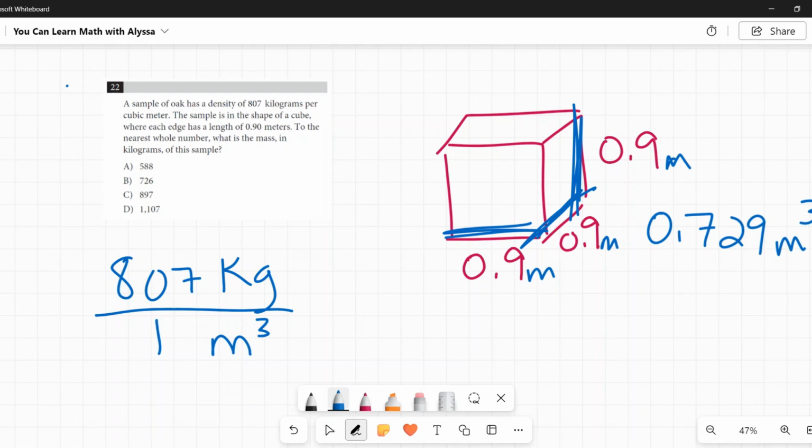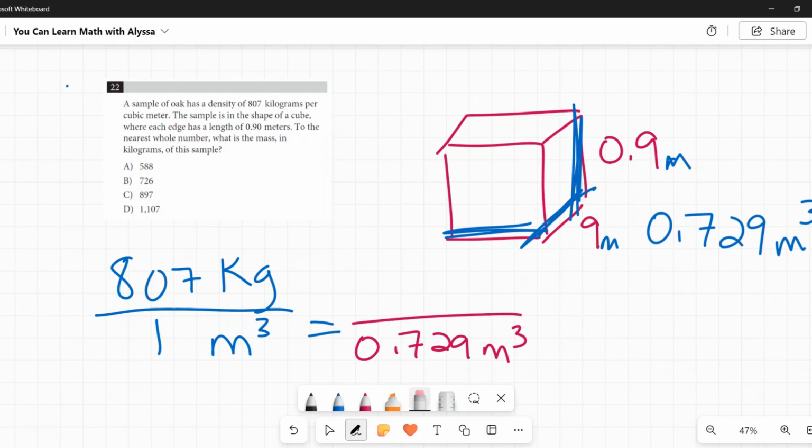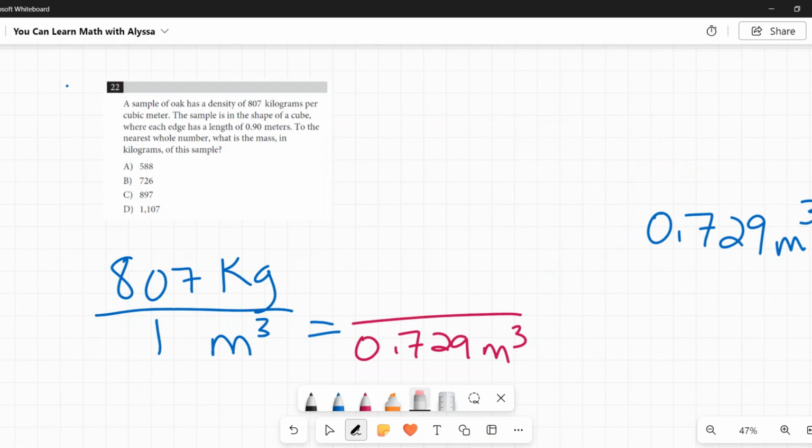Now I can set up a proportion here. I have the original 807 kilograms to every 1 meter cubed, and on the other side, 0.729 meters cubed. I'm going to erase this so I have a little more room. I just want to double check what units they're asking for. It says, to the nearest whole number, what is the mass in kilograms of this sample? So they want kilograms. This is our unknown, X.